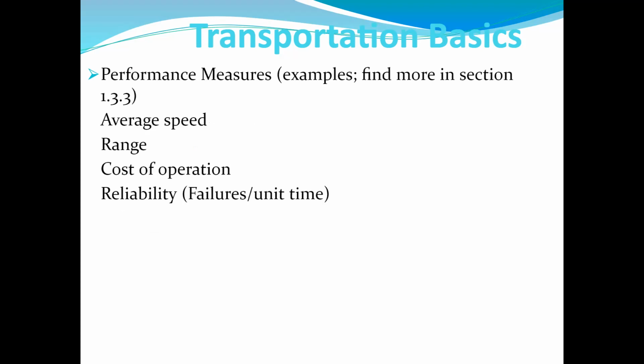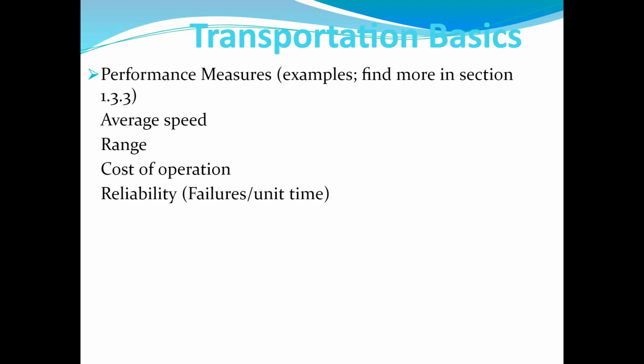Okay. And then lastly, I want to talk a little bit about what we're going to spend a lot of time on in this class and in the future classes, is that anytime there is a system, we have to think about performance measures. Some examples of performance measures could be average speed. What is the range of the area that it can serve? The cost of operation is a very important performance measure. Can you run the system at a lower cost? What is the reliability? It's a very important performance measure. Again, how many failures can you expect?